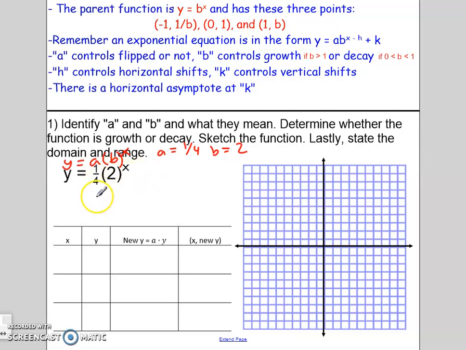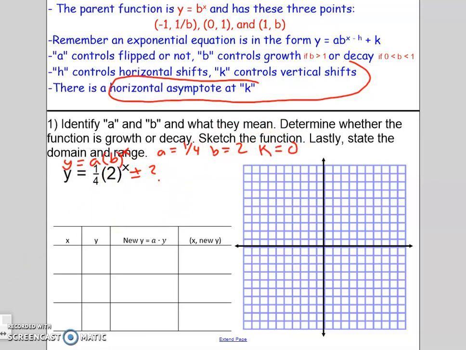Before I graph, we can also establish what our horizontal asymptote is going to be. If you look above in the blueprint, it tells you your horizontal asymptote is going to be at k. Now, we hadn't talked about k before, but what you could see from the equation right here is that k would be some constant or number that's added or taken away from the a times b to the x part. So in this case, since there's nothing being added or taken away, that means that k is 0.